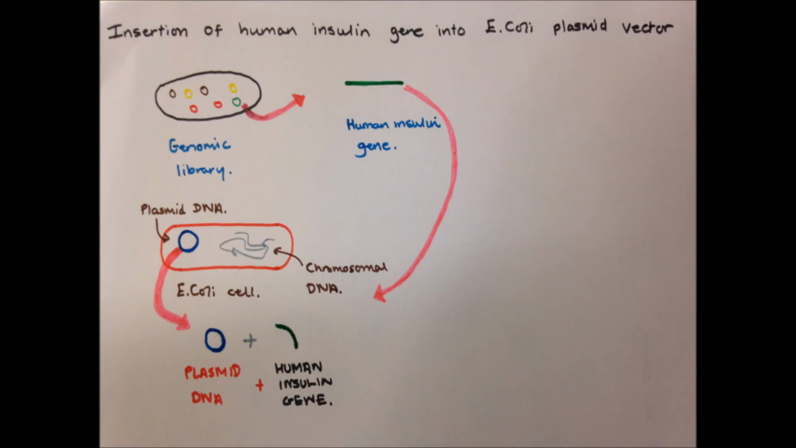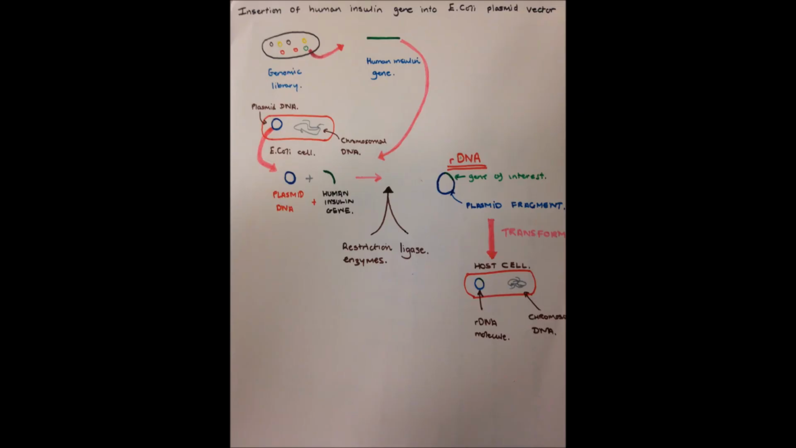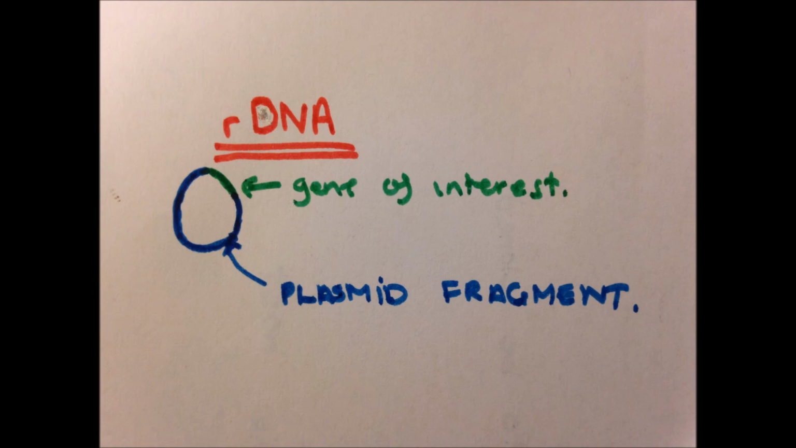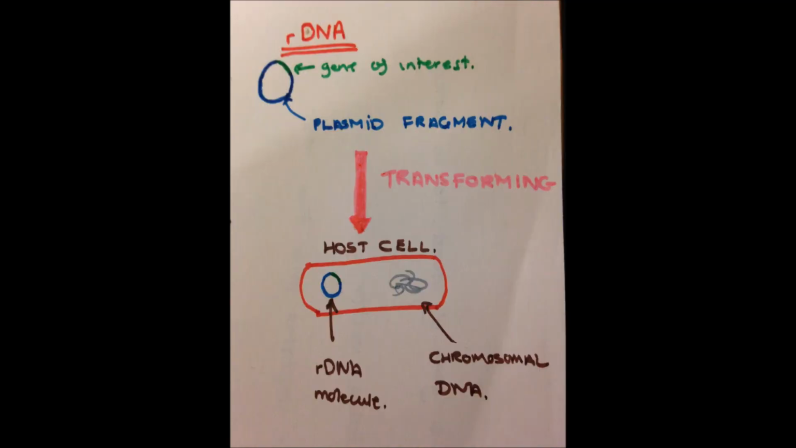So the restriction enzymes cut at specific points, and the use of ligase and base pairing of sticky ends reanneals both the fragments, giving us our rDNA molecule. So the rDNA molecule is produced and is transformed back into the host cell.